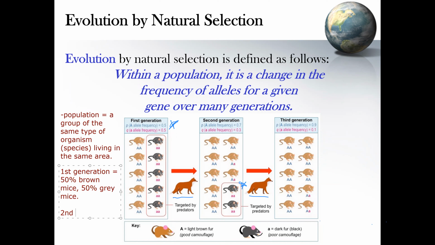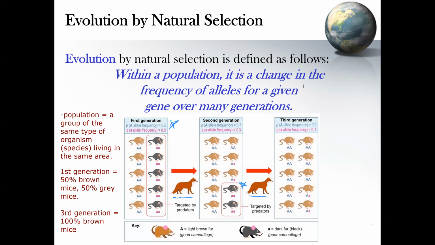So now your second generation, actually, I'm going to skip to my third generation. It's 100% brown mice. So microevolution has occurred. You went from 50% brown mice to 100% brown mice. So the gene that we're looking at is coat color.